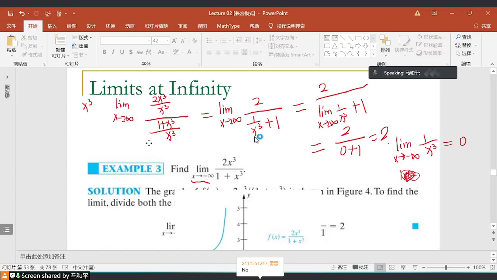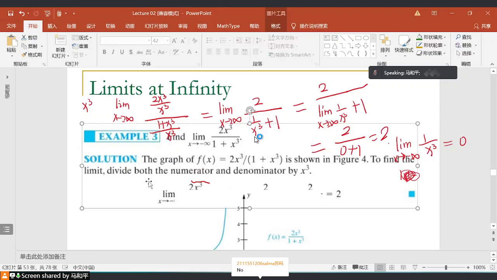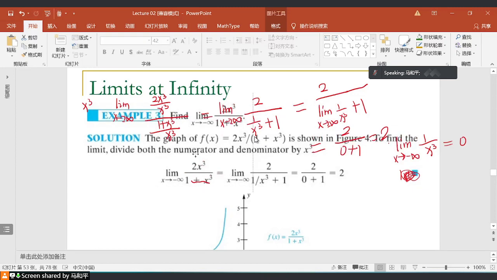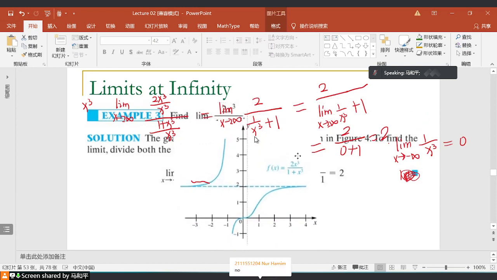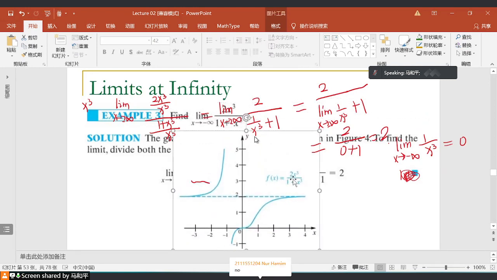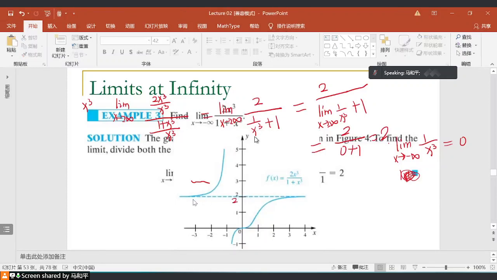Okay, no. Here we divide both the numerator and the denominator by x cubed. We find this is 2. And this is a graph of f(x) equals 2x cubed over 1 plus x cubed. Because the limit is 2 as x approaches negative infinity, the curve approaches the line 2. And we can also find this one.